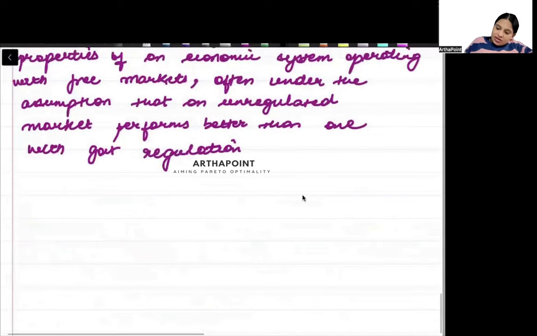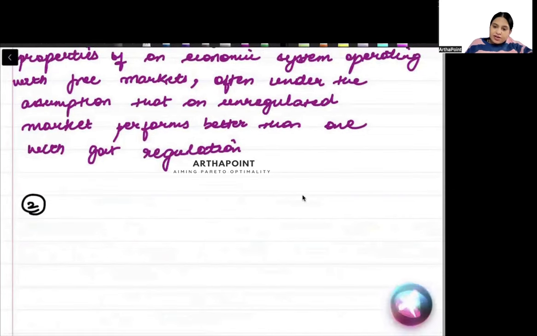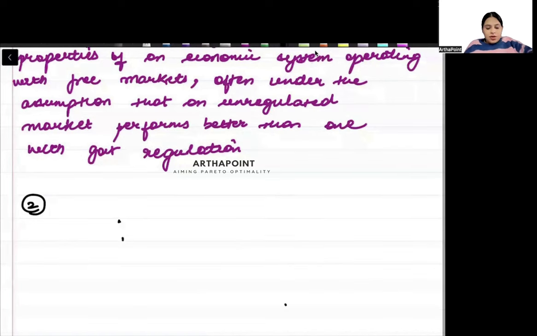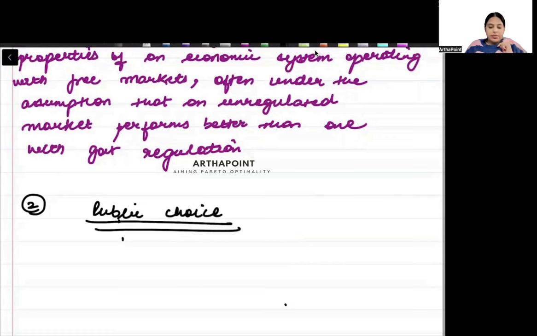ठीक है, ऐसे ही its second component is that we want to go... Okay. Now the second one is bit of public choice. That's the second component, right?